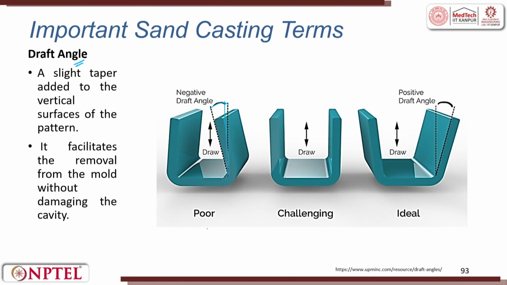So, you can have a poor draft, you can have an ideal draft. This is positive draft, this is negative draft. We avoid negative draft. Draft means it is a small taper you give such that the part can be removed from the mold. It facilitates the removal from the mold without damaging the cavity.